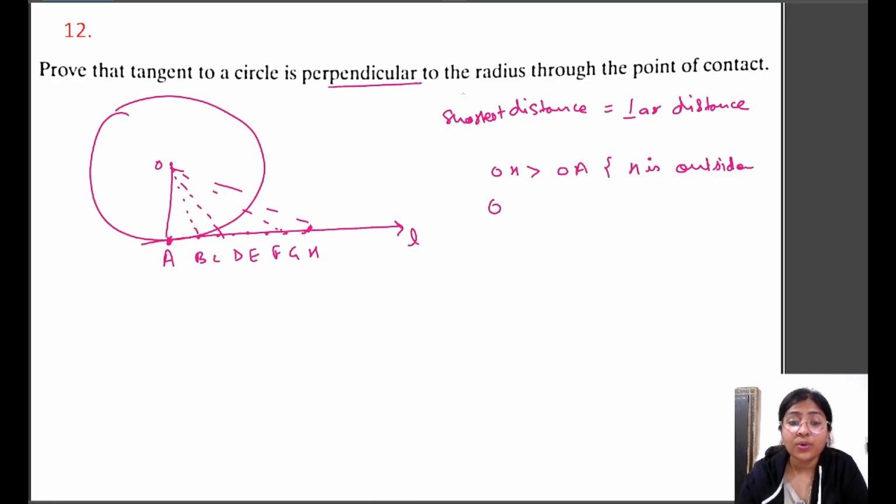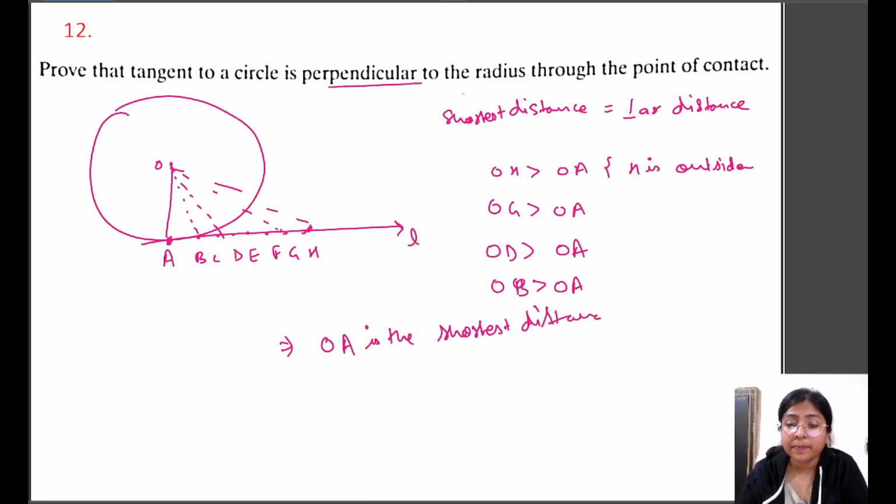Okay, OG is greater than OA. Similarly, we can write OD is greater than OA, OB is greater than OA. From these equations, we come to know that this implies OA is the shortest distance.